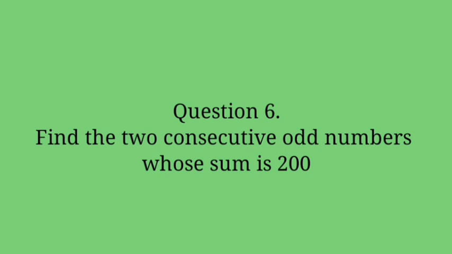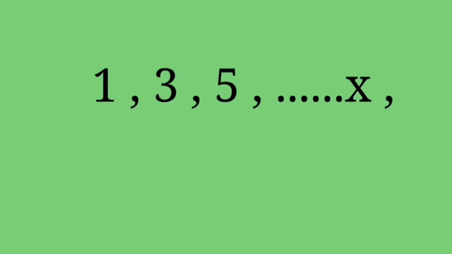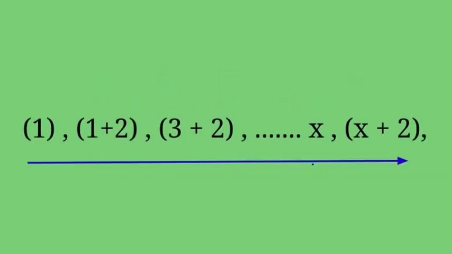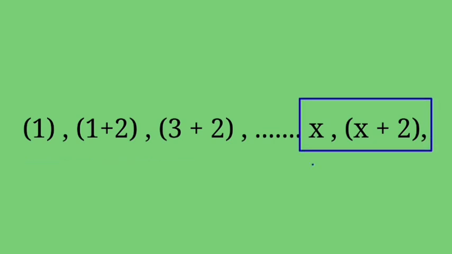Next, question number 6. Find the two consecutive odd numbers whose sum is 200. Students, you know what an odd number is very well. Do you know how we are getting the odd number? If 1 is the first number, then the next number is 1 plus 2, which is 3. And the next number is 3 plus 2, which is 5. Similarly, if we continue this process, we will get x, x plus 2 as consecutive numbers.